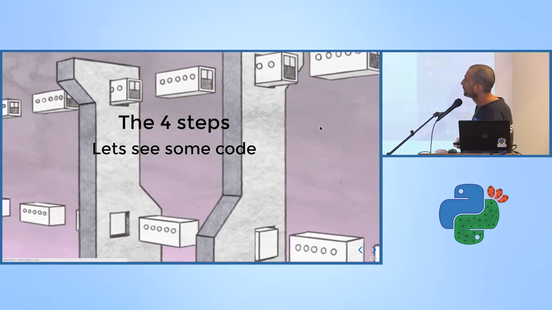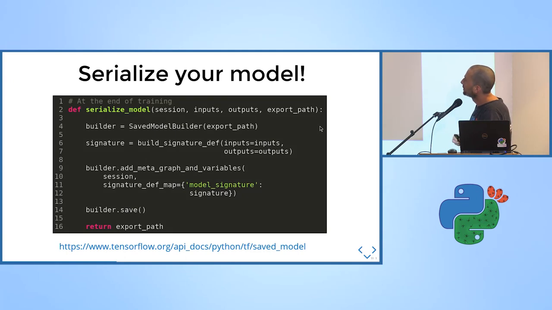Okay. So now we're going to see some code. So let's start with the first step: serializing your model. Here we see the TensorFlow way of serializing a model. It means eventually saving the model to your disk. And here we see that TensorFlow uses the SavedModelBuilder class that allows you to take a graph after it was trained and then convert it into files on your disk. The real semantics doesn't really matter. I'm pretty sure other frameworks allow that as well. At the end there's a link to the TensorFlow API. So that's the first part.